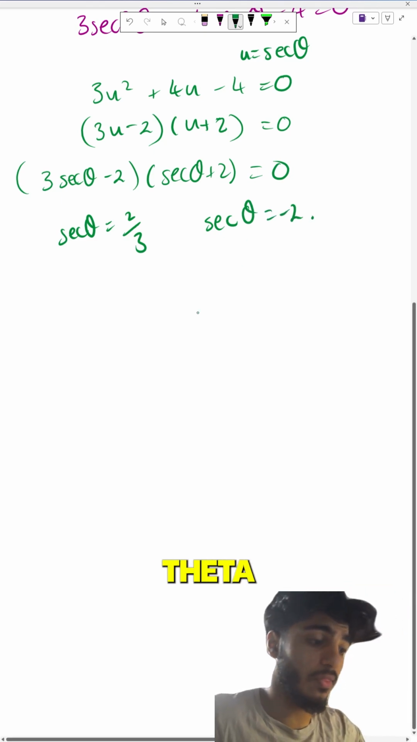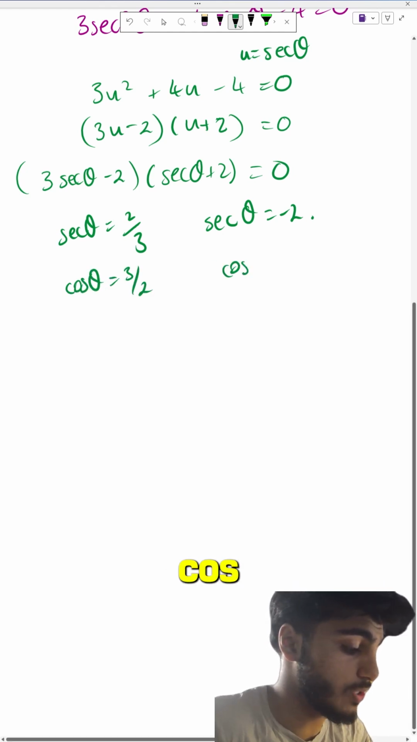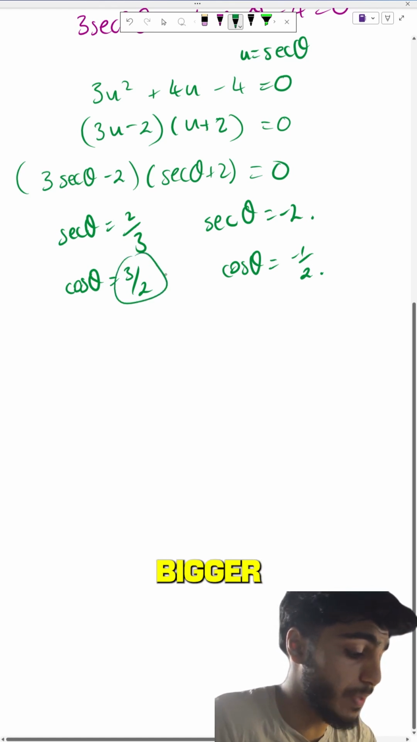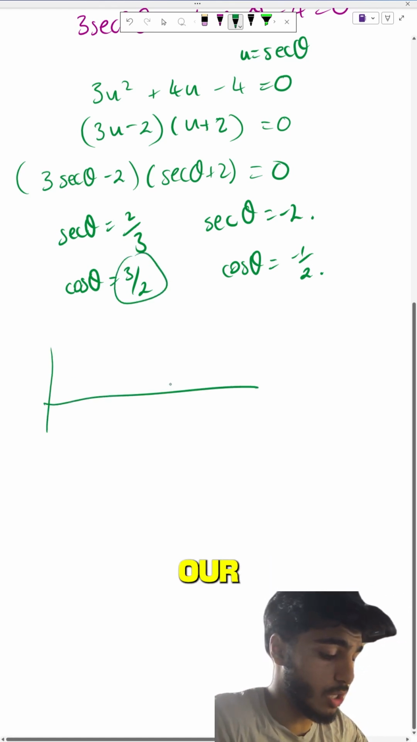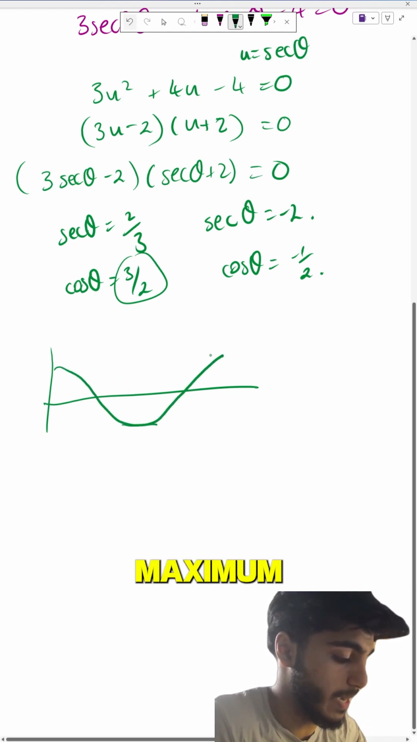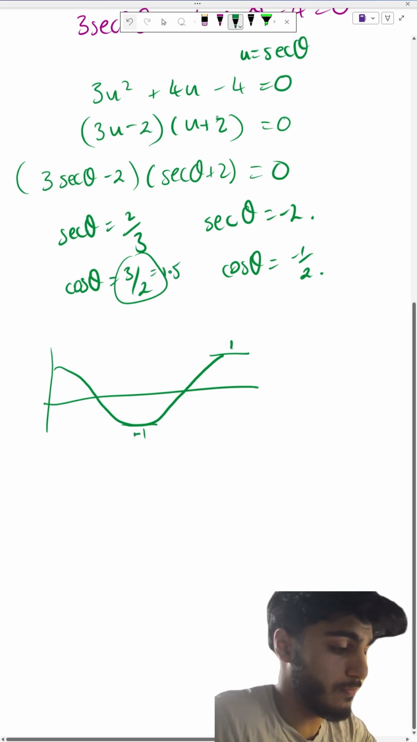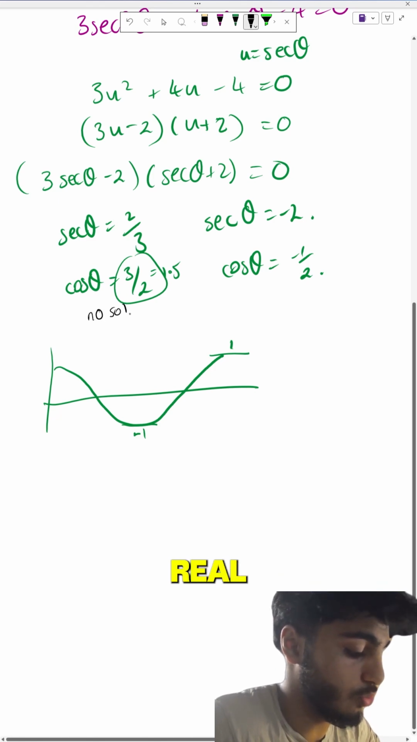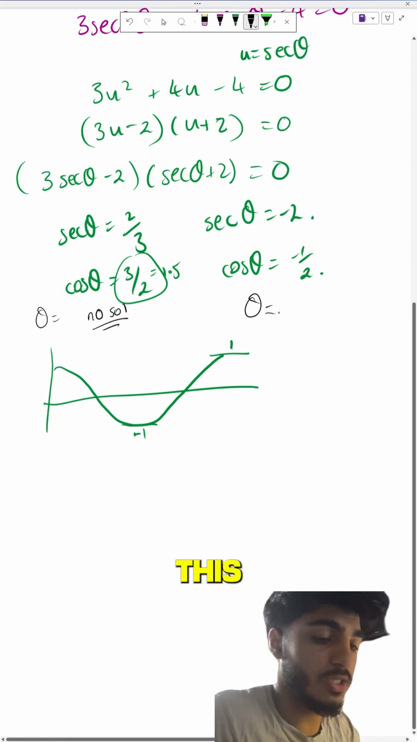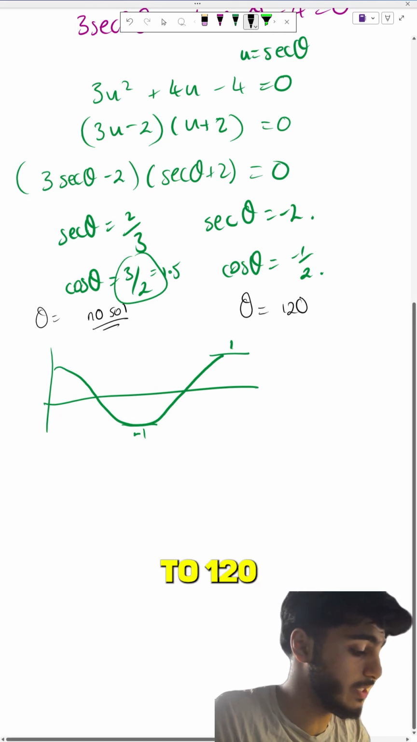Since I know that sec theta is equal to 1 over cos, that means cos theta must equal 3 over 2, and cos theta here must equal minus a half. This is bigger than 1. When we draw a cos graph, the minimum and maximum are 1 and minus 1. So if this is 1.5, this will have no real solutions if you try to work out theta. Whereas here we can just put this into a calculator. Honestly, I don't know off the top of my head. I get theta is equal to 120.